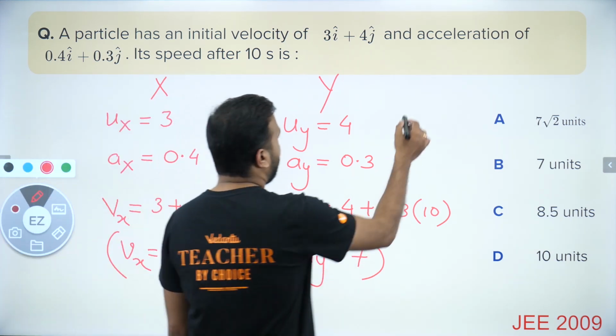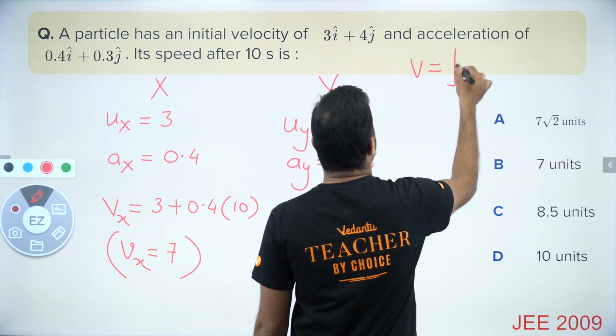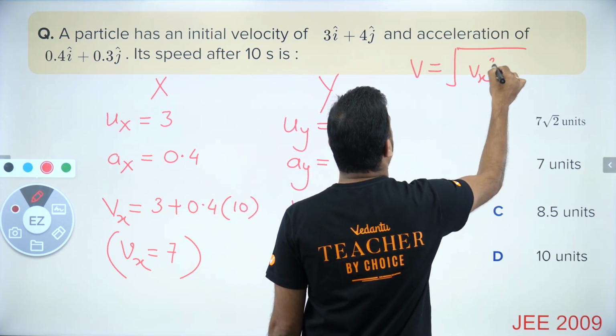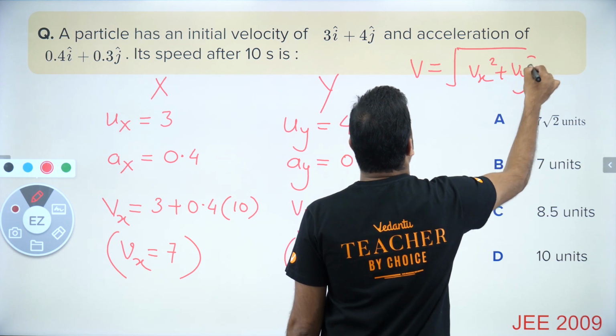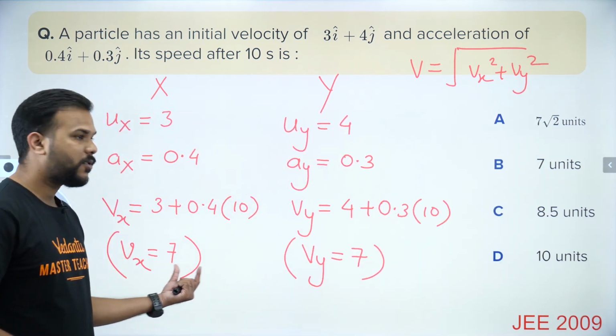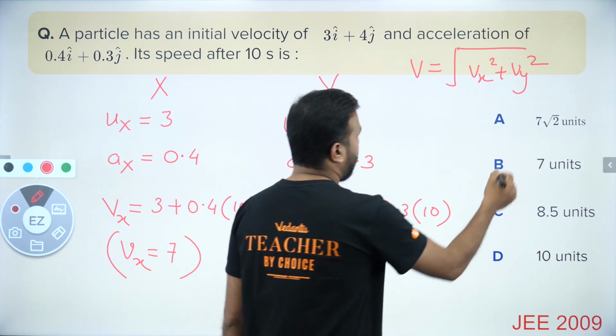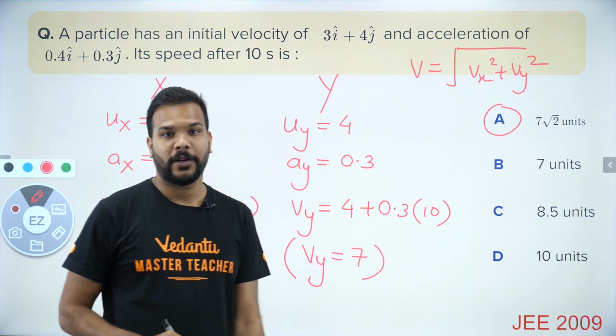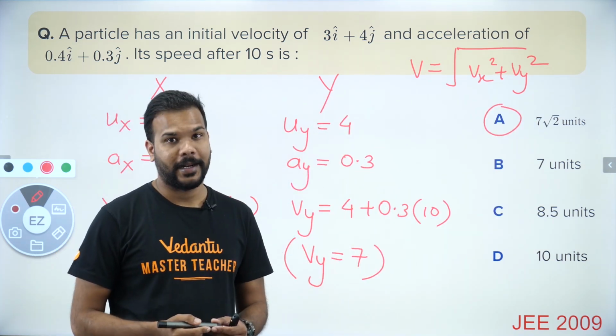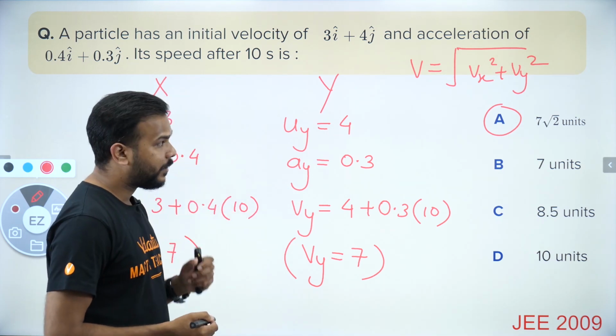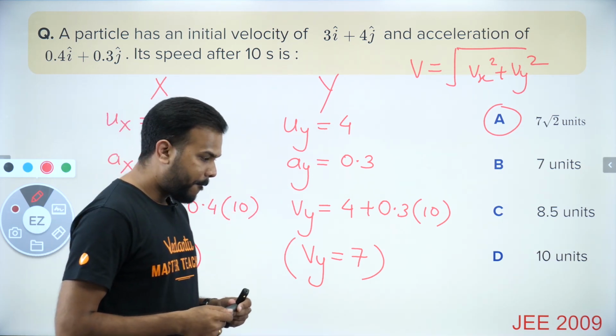Now if you try to find out the final velocity as under root of vx square plus vy square, then the value is 7 square plus 7 square. You are sure that the answer is going to be not option D, but option A, that is 7 root 2 times. Okay guys, 7 root 2 units is the answer.